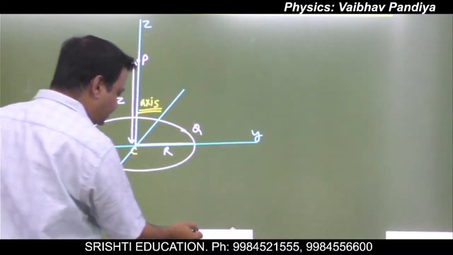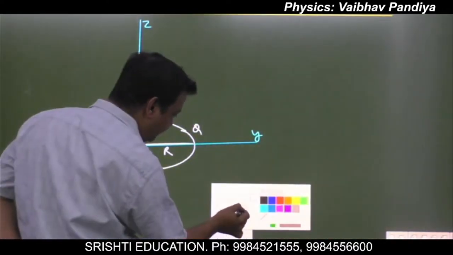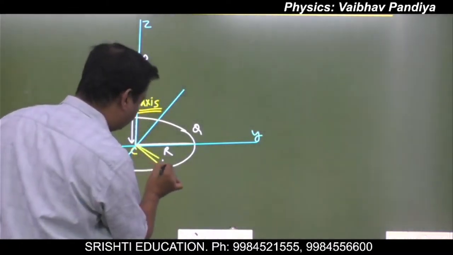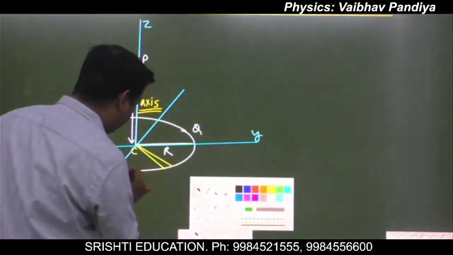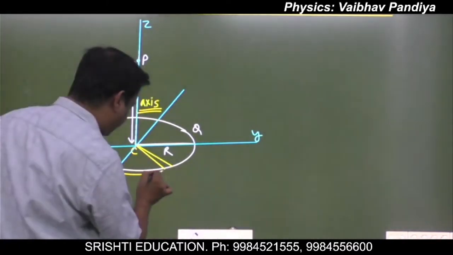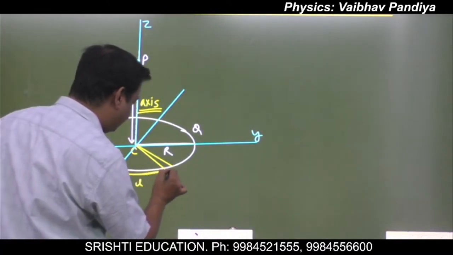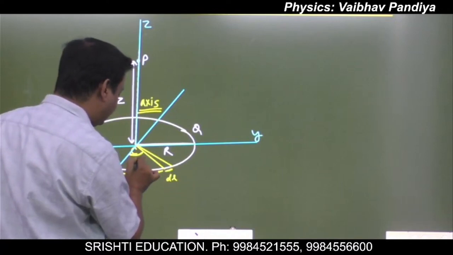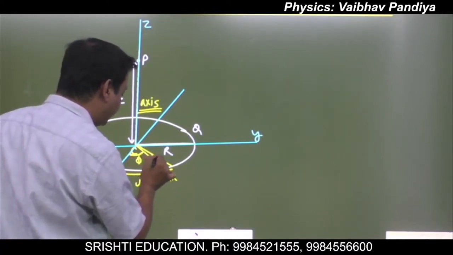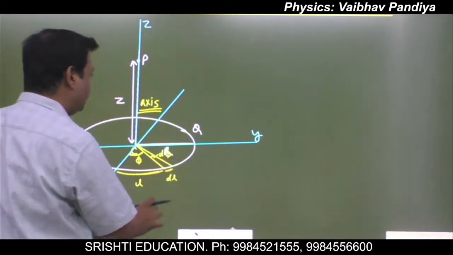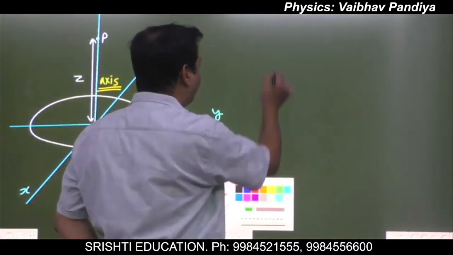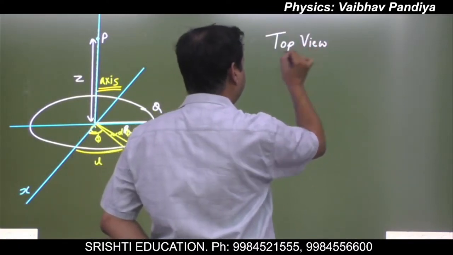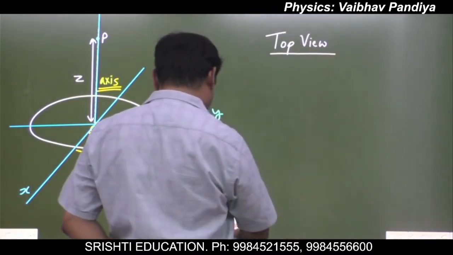So suppose I'm taking a charge element, an element on the ring like this. Say we have a linear variable L with this dl. This angle is say phi and this angle is d phi. If you see the top view, be clear about your angles and the plane of lines. If you see the top view, you will have something like this.